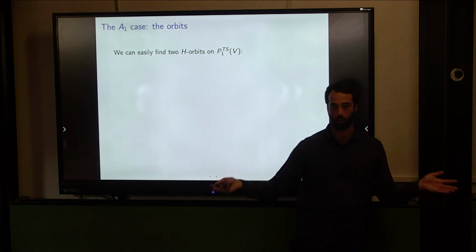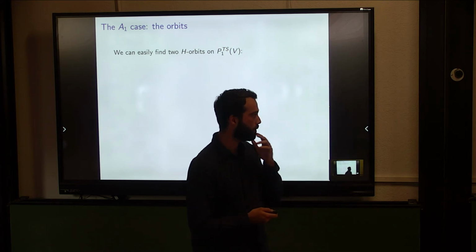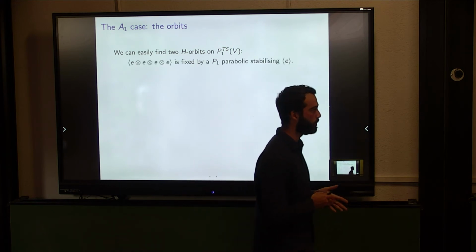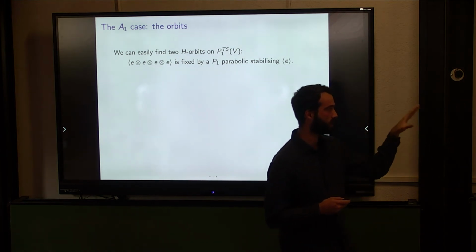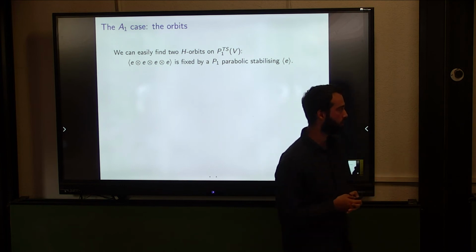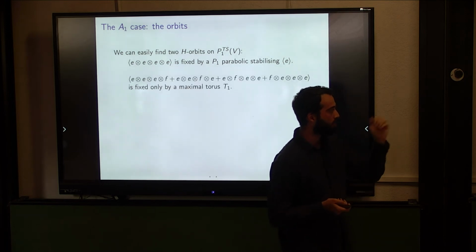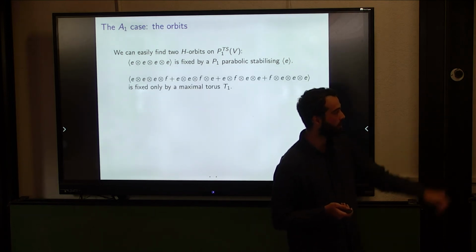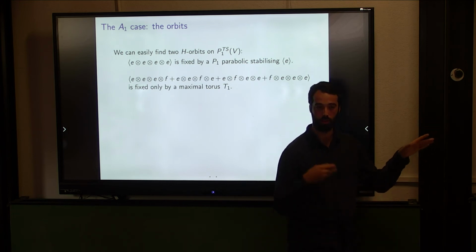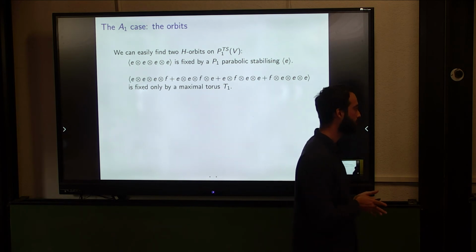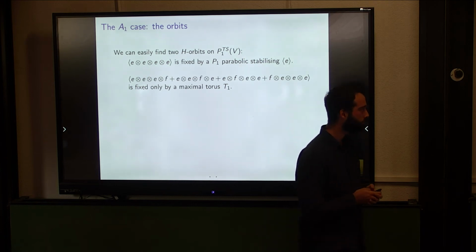Okay, so what is the strategy? The strategy is to find orbits and then show that these are all the orbits. Two orbits on singular 1-spaces are easy to find. For example, this is one of these symmetrized tensors I was talking about. This has stabilizer the Borel, so parabolic, as you want to call it. Another singular 1-space is another symmetrized tensor. This has stabilizer the rank 1 torus. Okay, these are nice connected stabilizers.